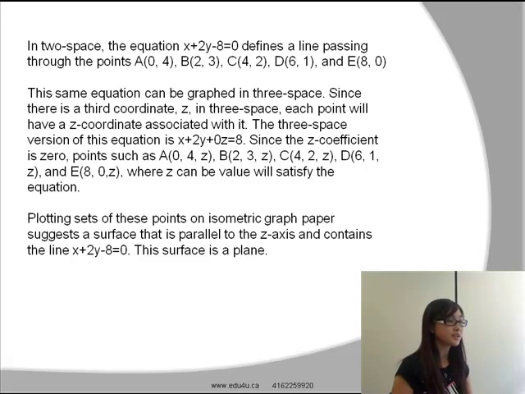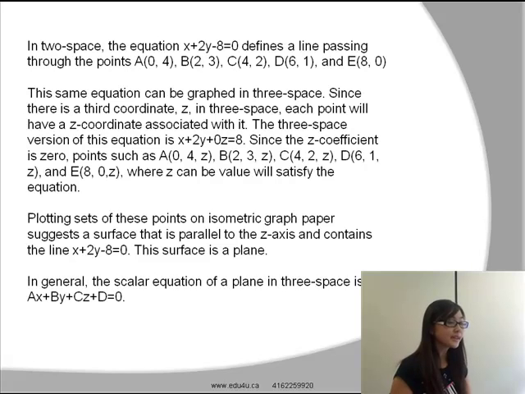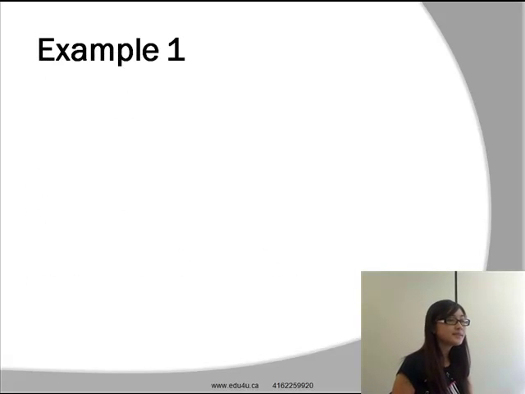Plotting sets of these points on isometric graph paper suggests a surface that is parallel to the z-axis and contains a line x plus 2y minus 8 equals 0. This surface is a plane. In general, the scalar equation of a plane in 3-space is ax plus by plus cz plus d equals 0.